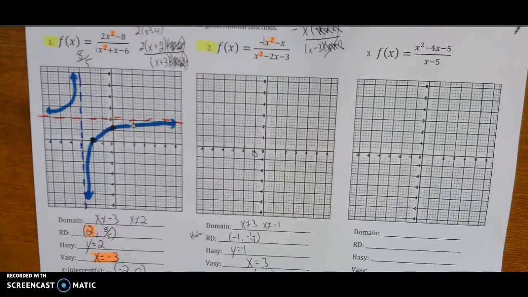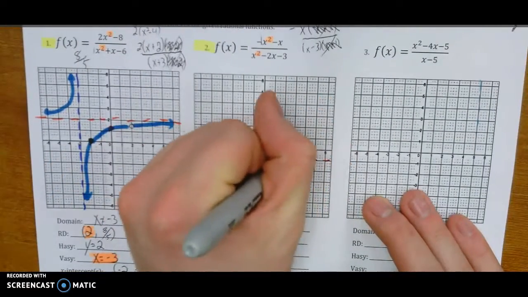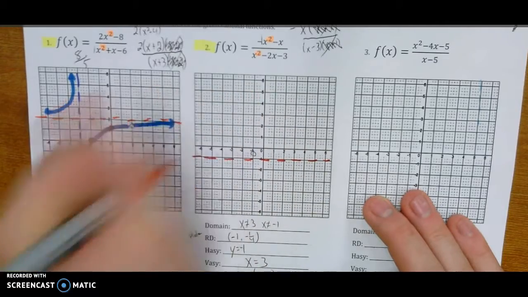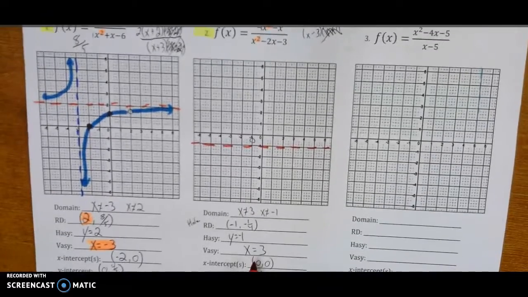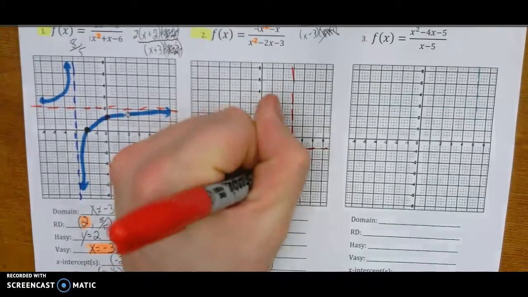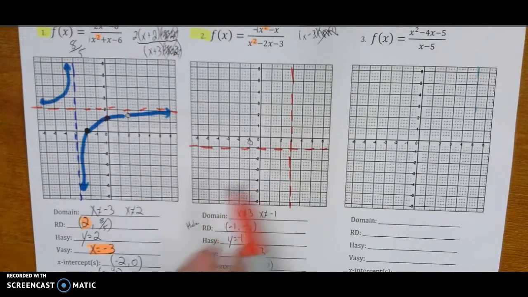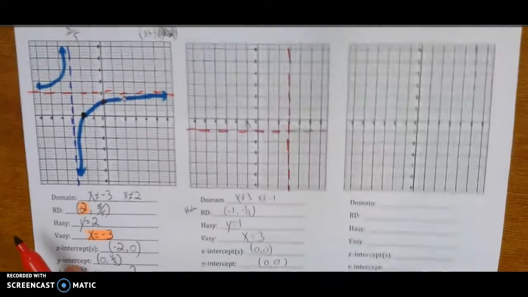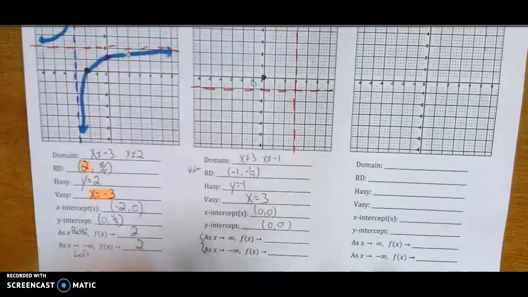We've got a horizontal asymptote at -1, so y equals -1 is this dotted line right there. My vertical asymptote, x equals 3, is going to be right here. Remember, we cannot ever cross through a vertical asymptote. Horizontals, we can. These just give us the general end behavior. The x-intercept, 0, 0. The y-intercept, also 0, 0. So it's kind of a 2-for-1 deal.